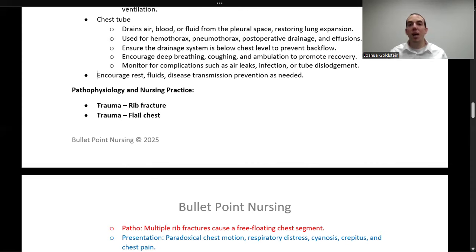There are a bunch of complications. Most commonly is going to be an air leak or infection or the tube coming out. All of those are things you would have to monitor for as an RN.